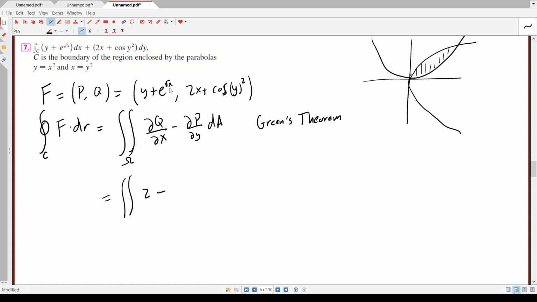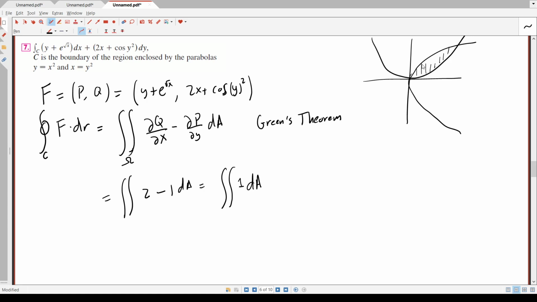And then the derivative of this with respect to y. Really? That's another easy one? Okay, fine. dA. So I do need to figure out the area of this region. Usually they're not going to come out this easy. So that's 2 minus 1, that's 1 dA. But I should figure out what the bounds are.